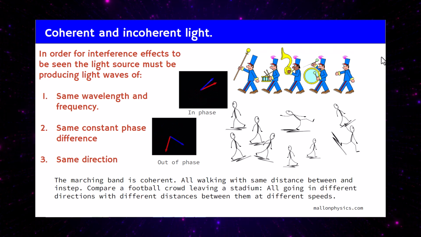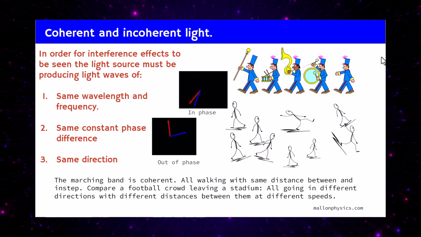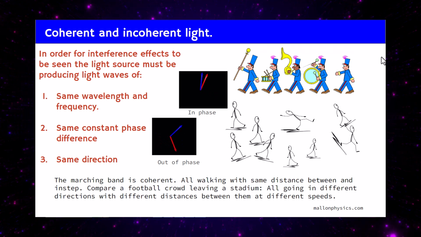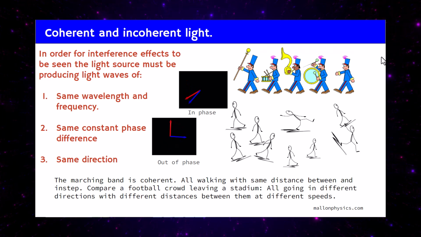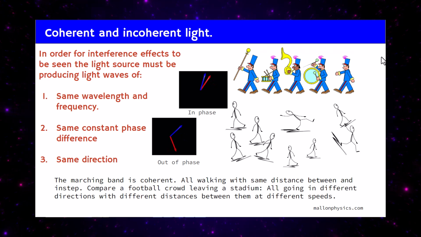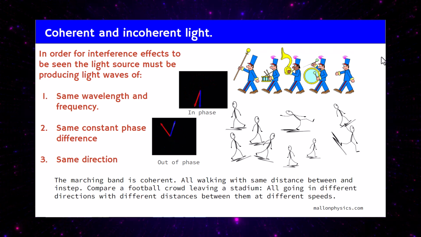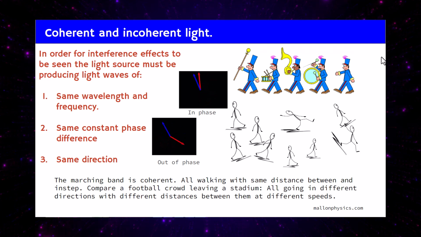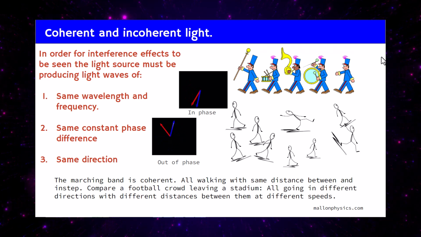So in order to have coherent light, you must have a constant phase difference, and that's like the top picture. And also the waves must be travelling in the same direction, and they must be travelling with the same speed. Now this all can be summed up by looking at two types of human activity. Think first of all of a coherent band marching down the street, everyone in step, everyone doing the same thing, keeping the same distance apart, going at the same speed and going in the same direction. That's what we'd call a coherent band.